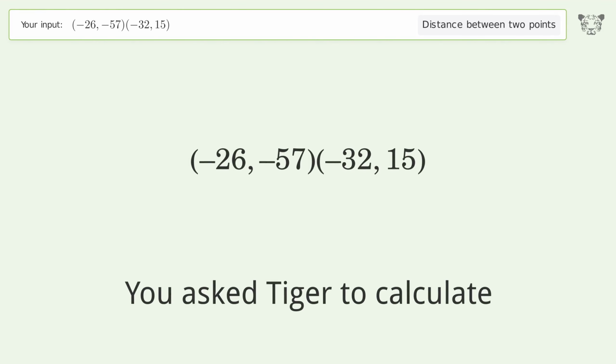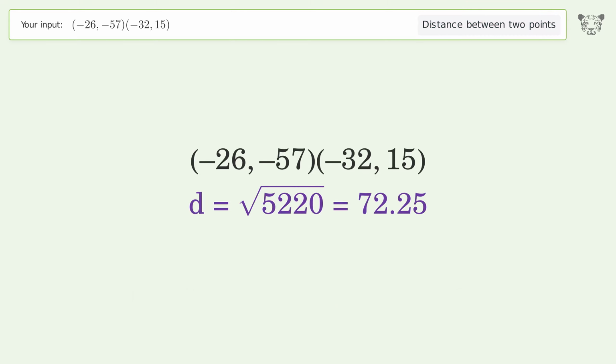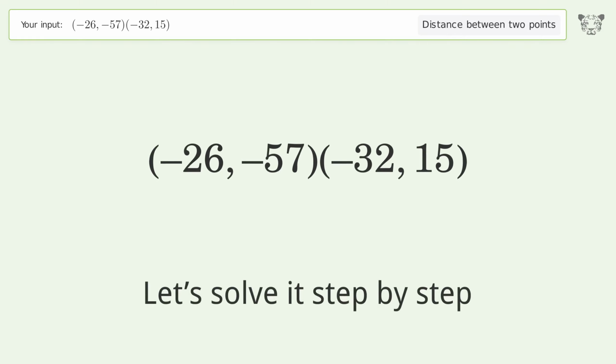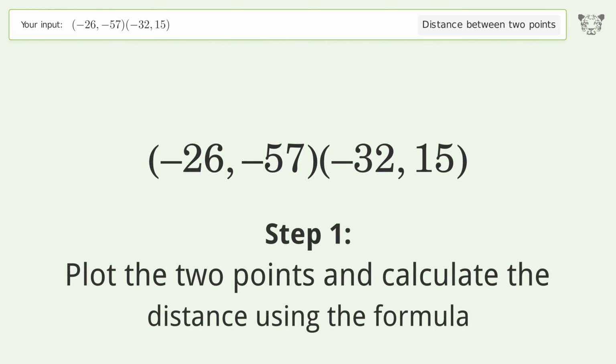You ask Tiger to calculate. This deals with the distance between 2 points. The distance between the 2 points is the square root of 5,220, or 72.25. Let's solve it step by step. Plot the 2 points and calculate the distance using the formula.